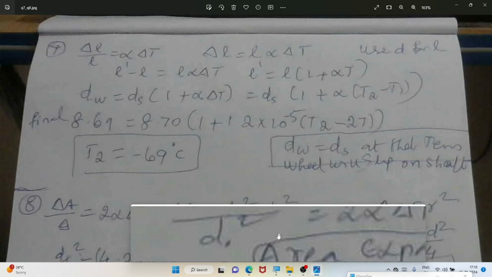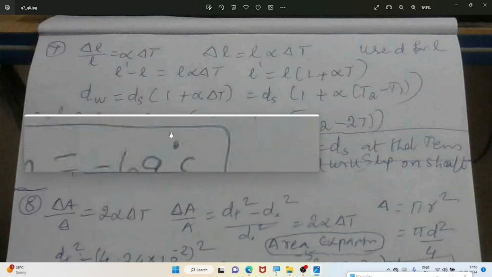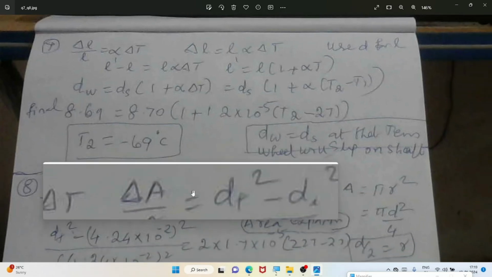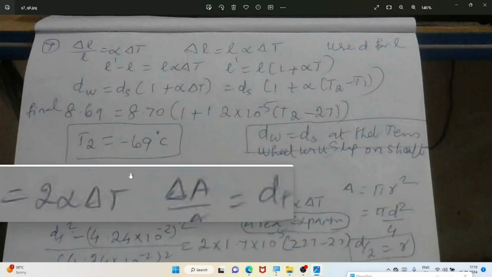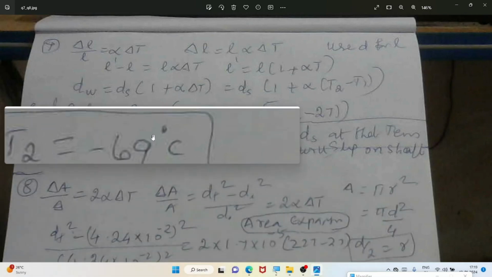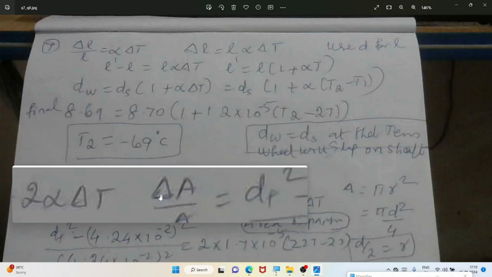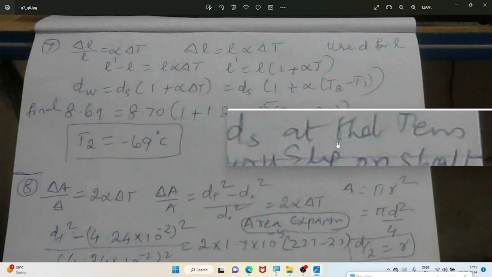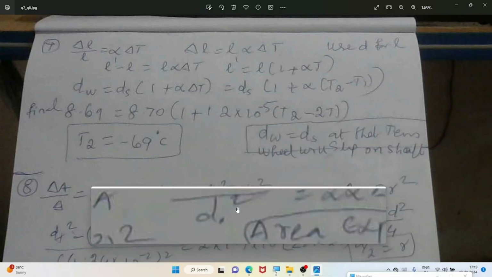Okay, again you are using the same formula. Now the final length should be this, and this is the original length. So we have to find out the temperature at which these two will be equal. Okay, so this is at negative 69 degrees Celsius. Then only 8.07 will become 8.69. At that temperature the wheel will slip onto the shaft.